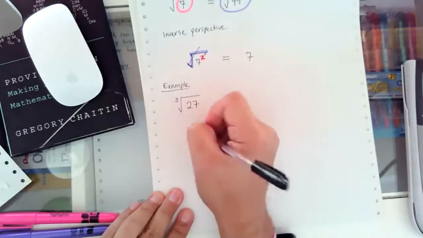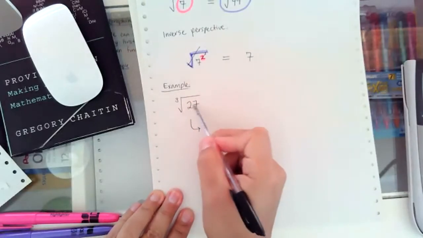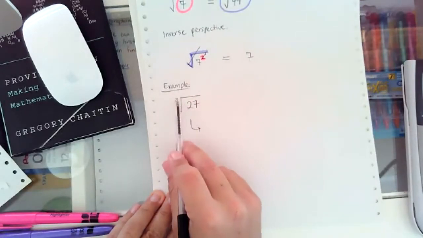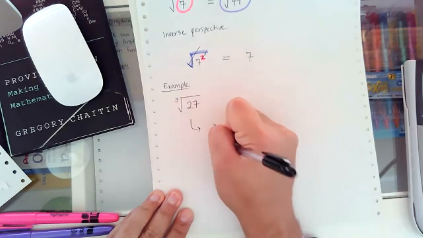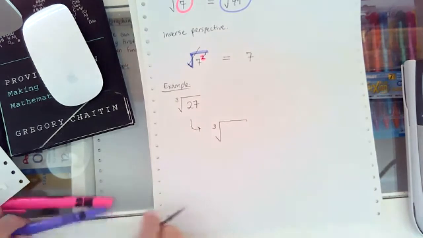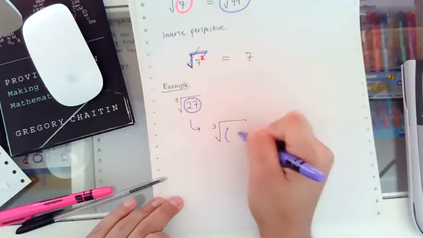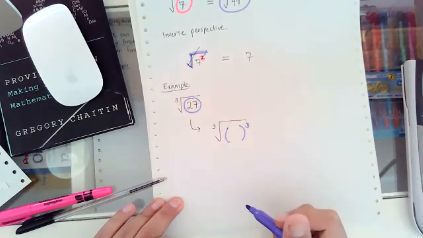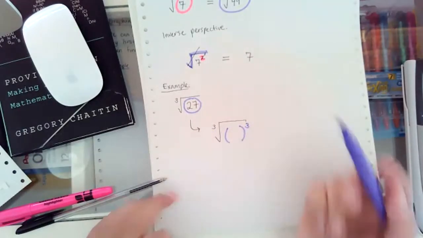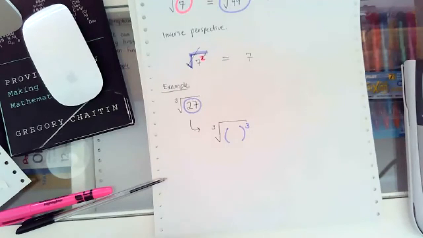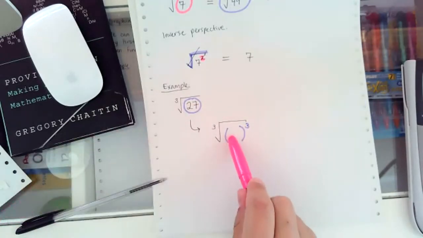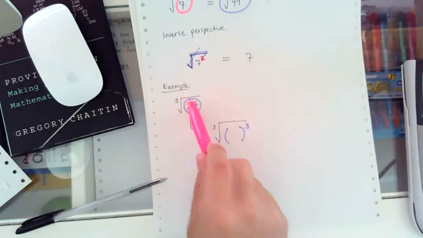Well, one way you could work this is to say, okay, I know that 27, that I'm trying to cancel out this cube root. So maybe I could write the stuff on the inside here as something raised to the third power, so that the cube root and the third power will cancel out. Well, what is the thing that needs to be raised to the third power to give us 27?